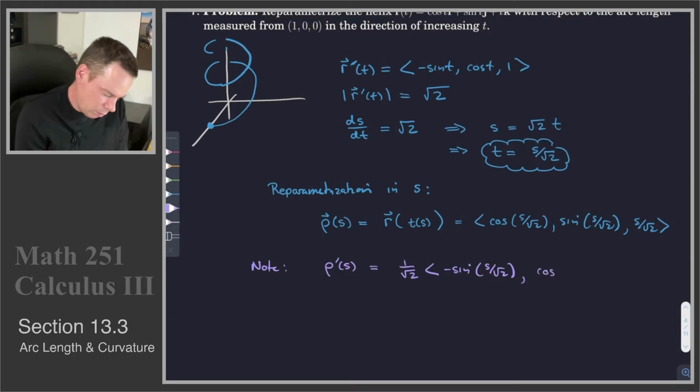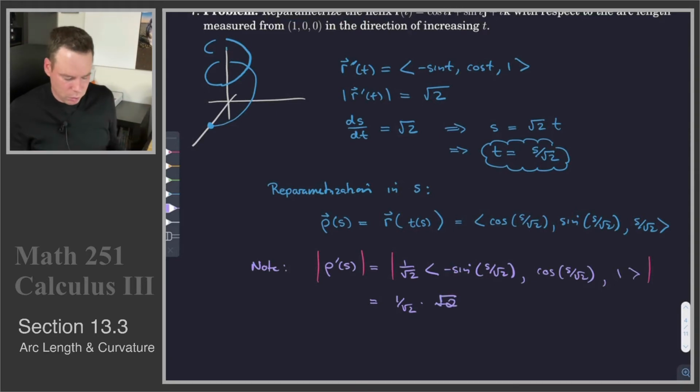The derivative of sine is the cosine of s over root 2. The derivative of the inside function is 1 over root 2, so I've just pulled that out front. And the derivative of the last one, which is s over root 2, just becomes 1 over root 2. So I bring that 1 over root 2 out front. And now when I take the magnitude of it, that is 1 over root 2 times the magnitude of that vector, and that vector is root 2, because it's sine squared plus cos squared, which is 1, plus the other one, square rooted, so it's root 2, and so this is 1.